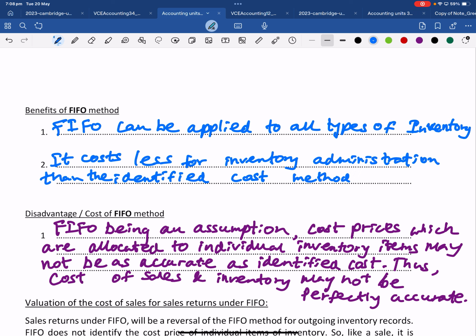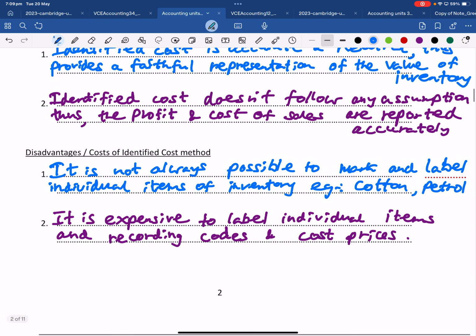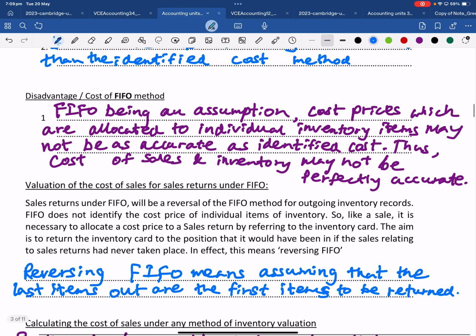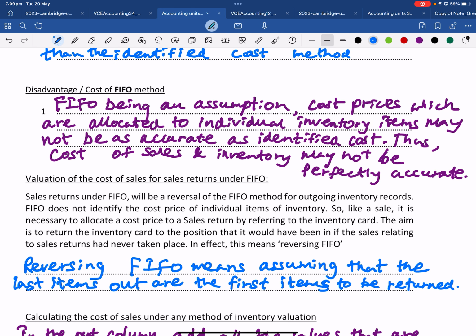The second one, the administration cost is lower than the identified cost. Then the other one, benefits of the identified becomes cost of the FIFO. However, there is only one cost or disadvantage in the FIFO, right?